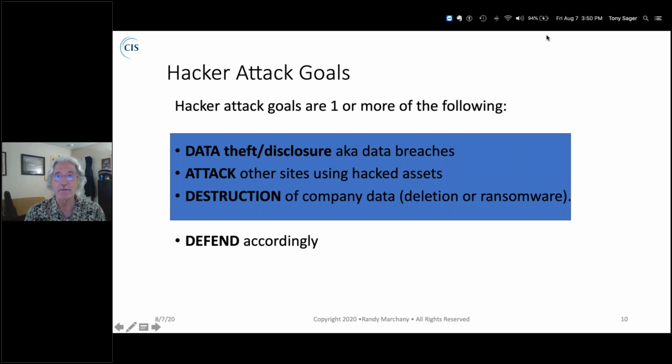The second thing is they want to use your site, your machines, to attack other sites. This is the attribution problem that we all have issues with. And attribution is one of those things that requires teamwork. If every link in the chain has adequate logs and keeps them for a long enough period of time, attribution is a little bit easier. But they want to use your machines to attack other sites.